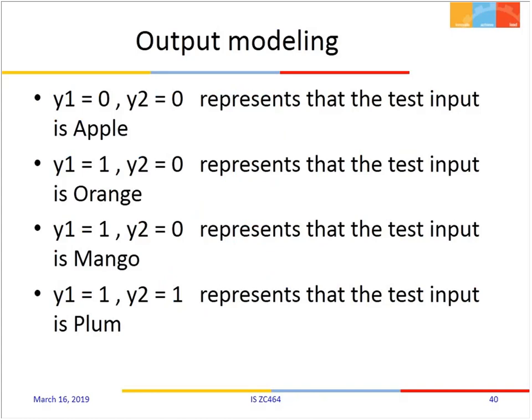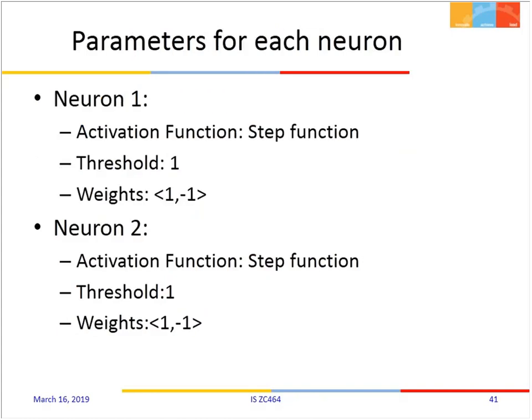So parameters for each neuron would be different. Whether you select a step function for neuron 1 and a sigmoid function for neuron 2, it all depends on your outputs and how you are modeling your entire training. Then there is a threshold that you want for each neuron, the weight for each neuron. So you can understand that there are three different parameters required for neuron 1 and three different parameters for neuron 2.